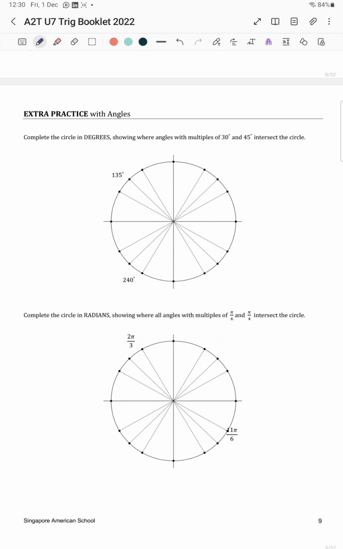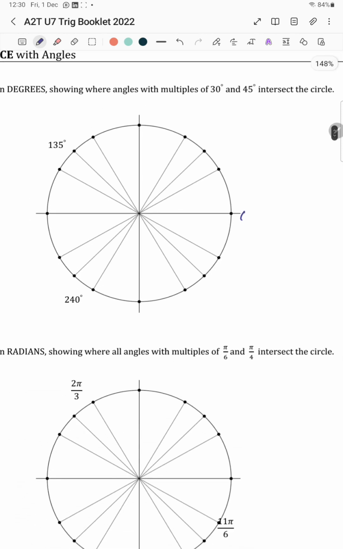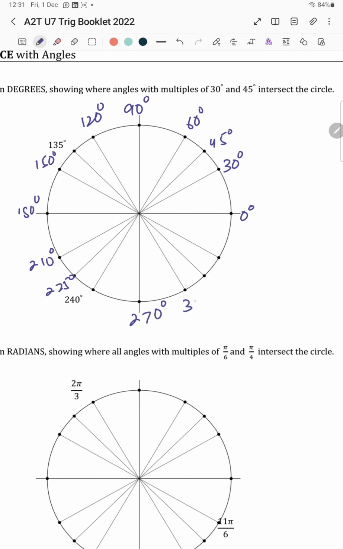Complete the circles in degrees showing where angles with multiples of 30 degrees and 45 degrees. Simply writing the degrees over here. 0 degrees, 30 degrees, 45 degrees, 60 degrees, 90 degrees, 120 degrees, 150 degrees, 180 degrees, 210 degrees, 225 degrees, 270 degrees, 300 degrees, 315 degrees, 330 degrees.